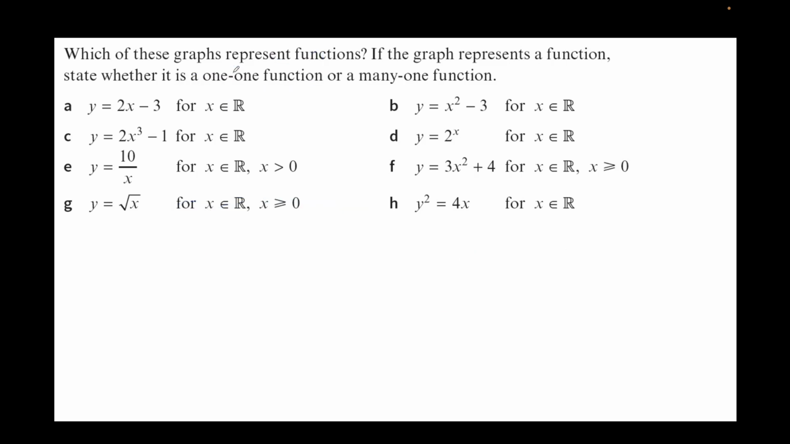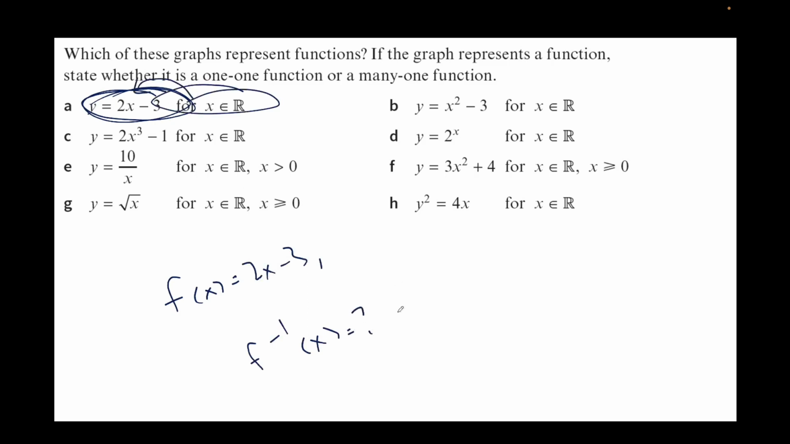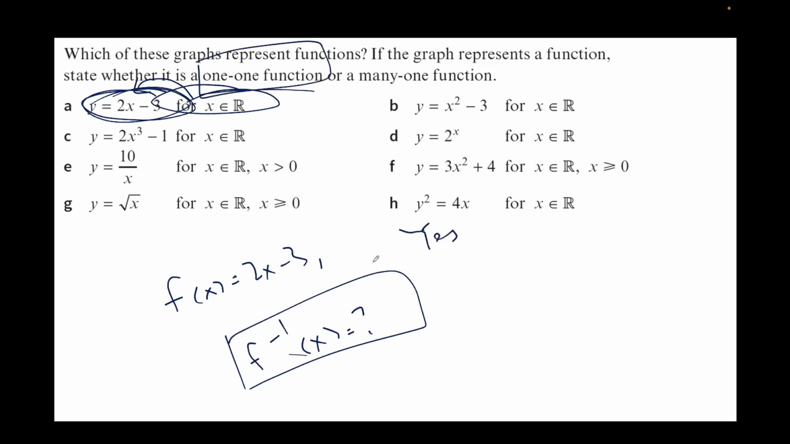So the real question is if they ask you whether or not a function has an inverse. So when they ask you this question over here, does y is equal to 2x minus 3, f of x equals 2x minus 3, for example, does the inverse function exist? Obviously, this is the domain you have to incorporate with that. You just need to check, is it 1 to 1 or not? If it's 1 to 1, then yes, it does exist. If it's not 1 to 1, no, it doesn't exist.